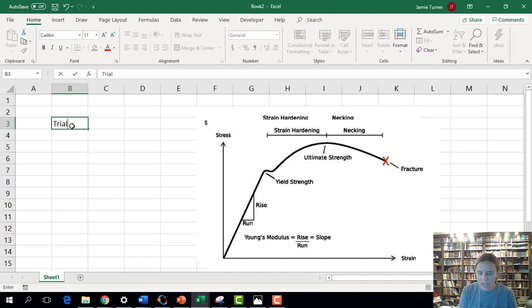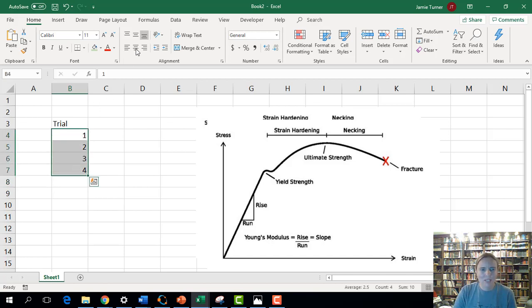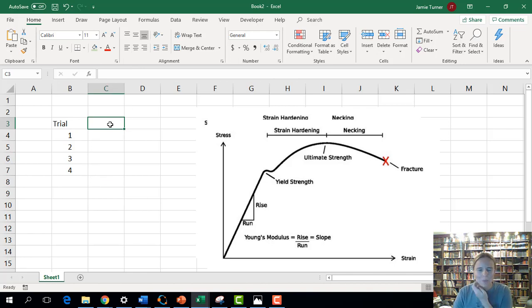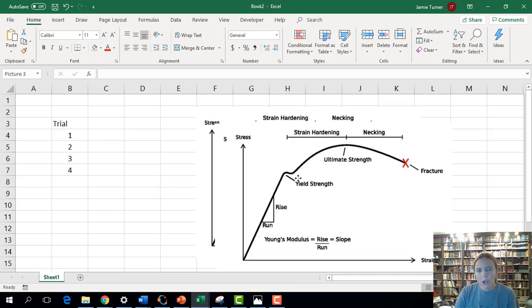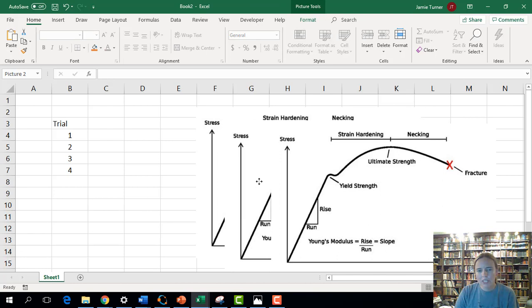Okay, so trial. This is how many times you're going to take data. And let's say 3 or 4. I mean, you really need at least 4. And I know that's a lot of data to take, but try and get a good standard for this and get one set of data that's going to give you some good numbers. And then we're going to look at the slope of this curve for each one of those data sets.